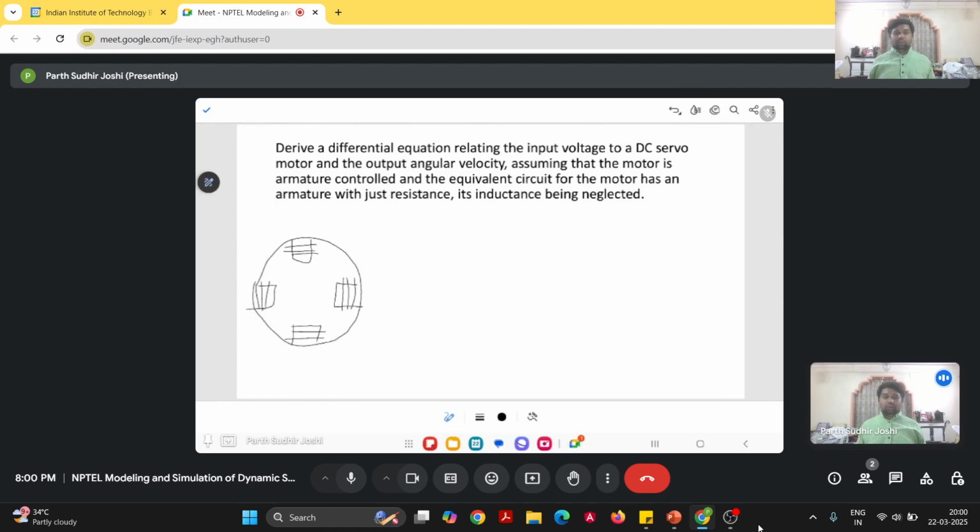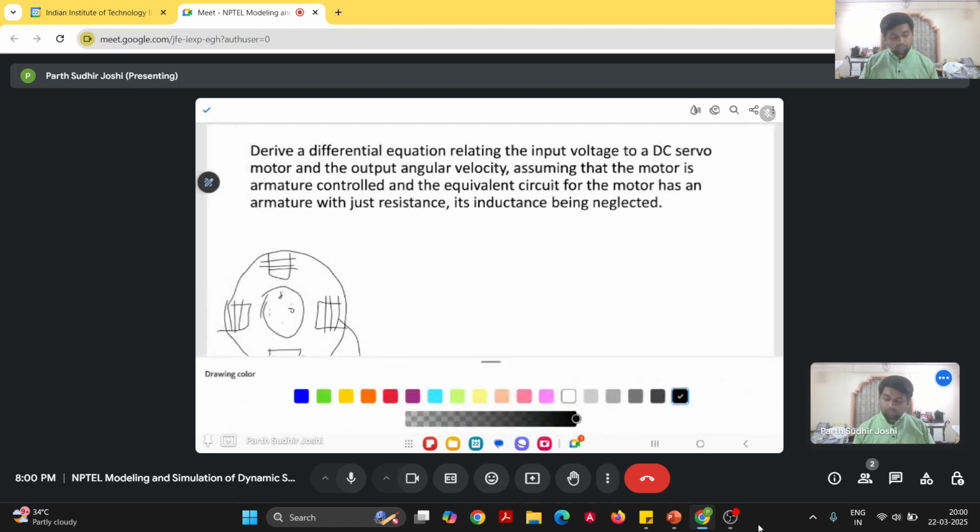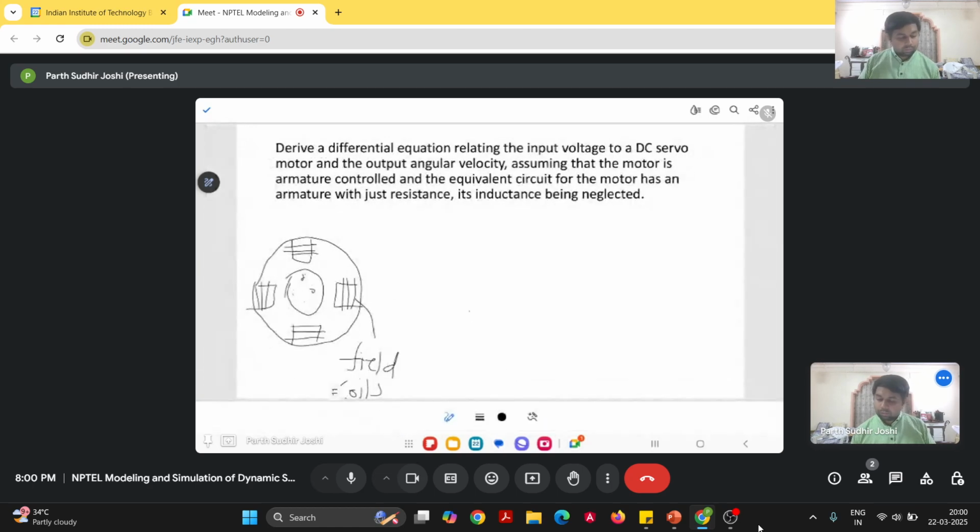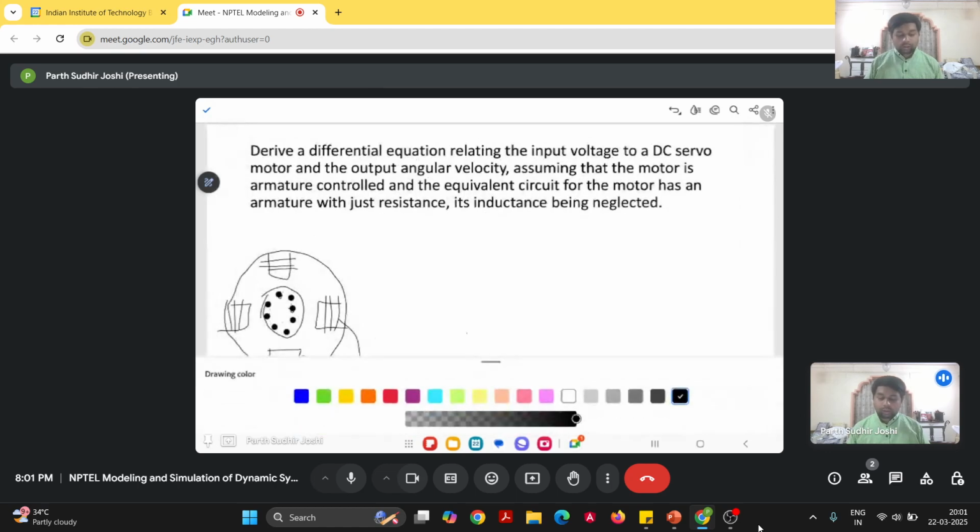So the magnetic field inside the motor can be created either because of permanent magnets or through these windings. These are called field coils. And inside we have the rotor, which has the armature windings. These are the armature windings which are shown by the black dots here.